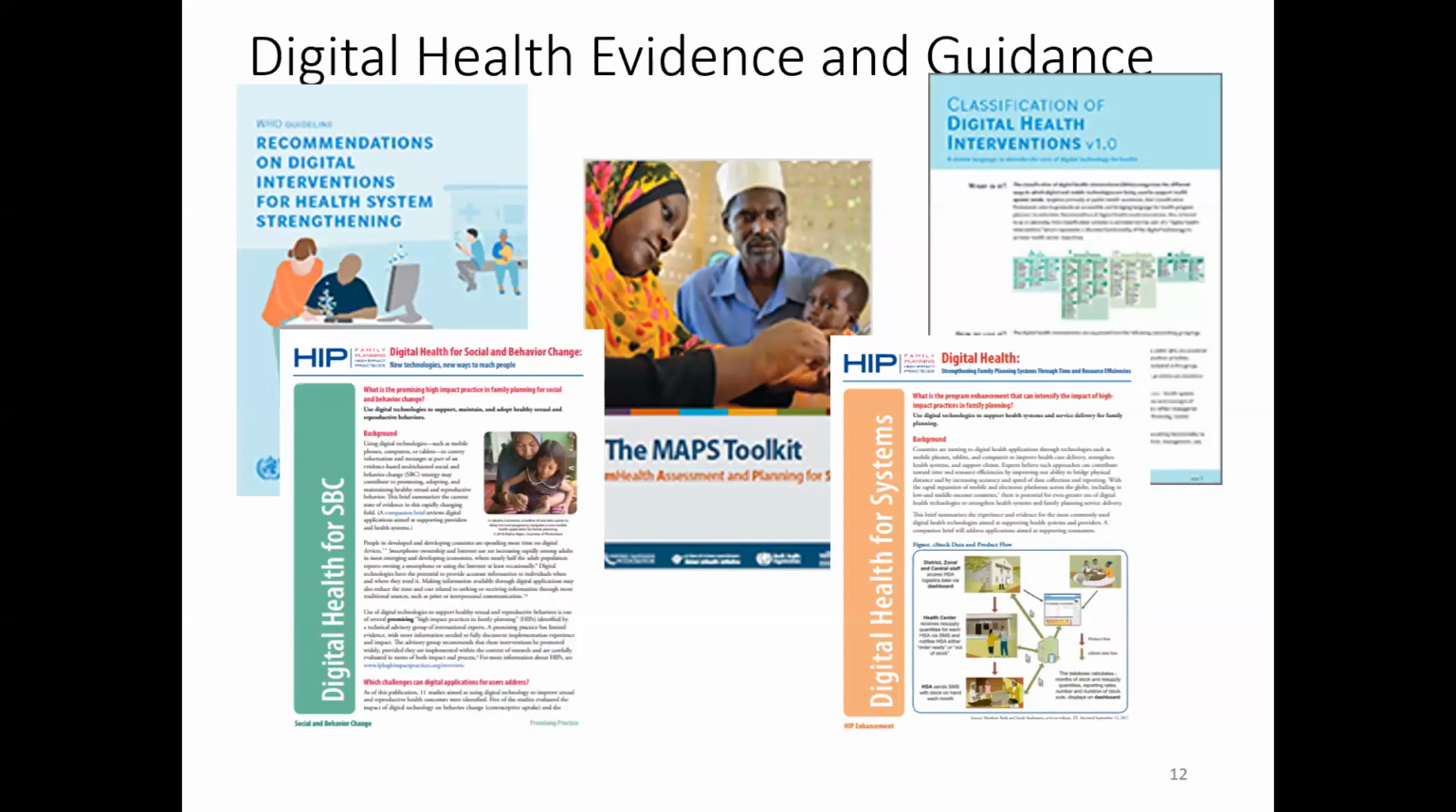When it comes to family planning specifically, digital health has been incorporated into the High Impact Practices Initiative. Currently there are two HIP briefs that focus on digital health. One is more client-facing: digital health for social and behavior change. And one is focused on the broader health systems and how this HIP is an enhancement to the broader health systems. It touches on use in logistics management, in health information systems, as well as in support for providers. In the near future, we will have an update to that one with some additional information related to the use of tools by and for providers. So something to stay tuned for.